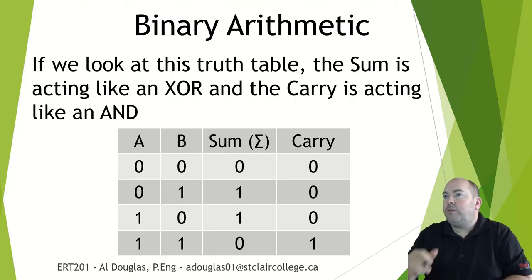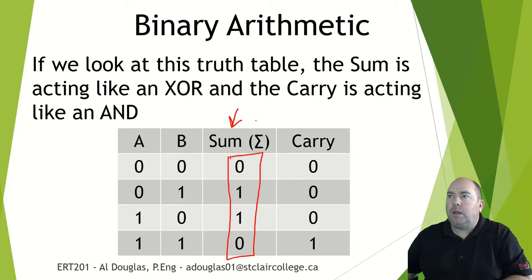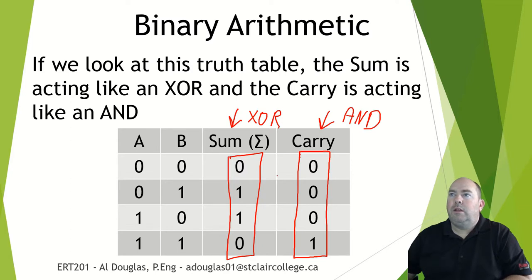Now what you'll probably notice here, what does this look like? This truth table right here, what does that look like? This looks like the truth table for XOR, the exclusive OR. What does this look like? This looks like the truth table for an AND. Okay?